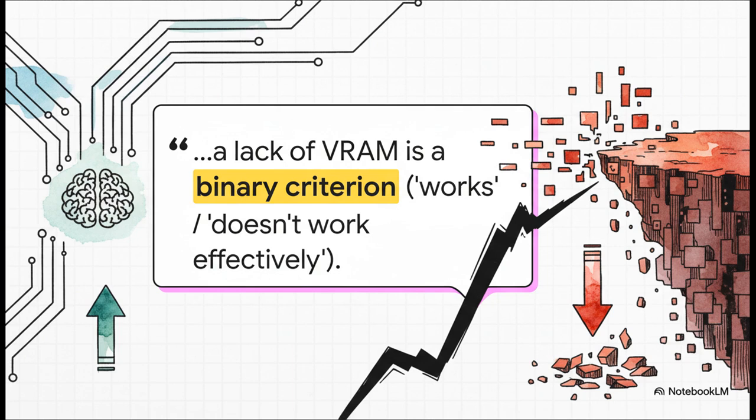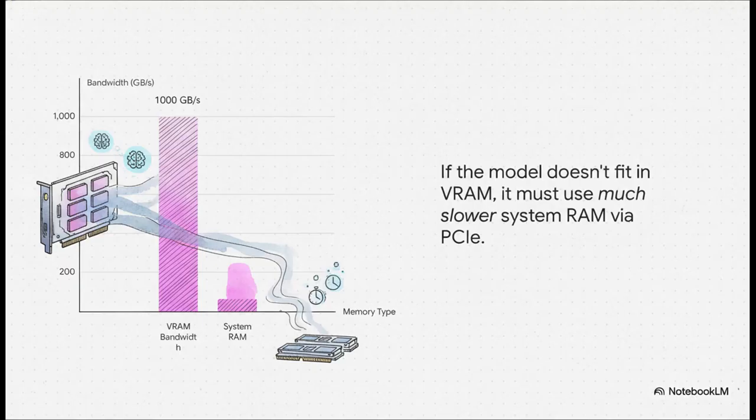And this really gets to the heart of the problem. When it comes to FLUX.2, not having enough VRAM doesn't just mean things run a little slower. No. It's a simple yes or no question. It's a pass-fail test. Either the model fits on your card and it works, or it doesn't, and your performance just completely falls off a cliff. So why is it so black and white?